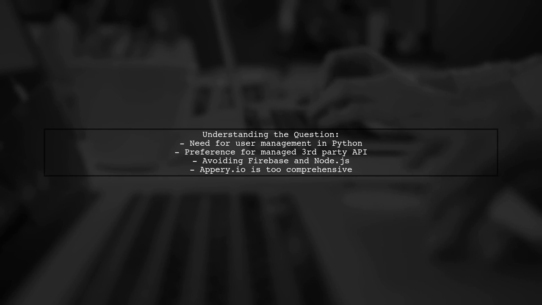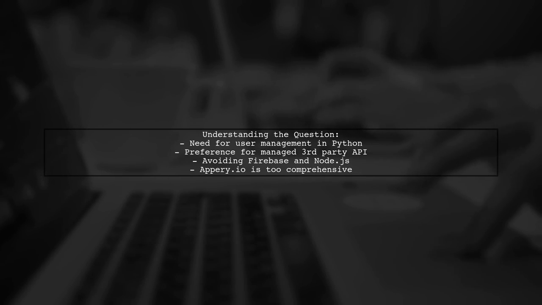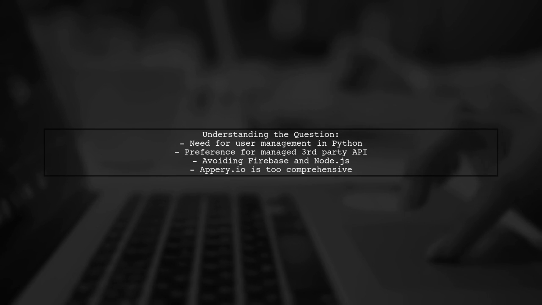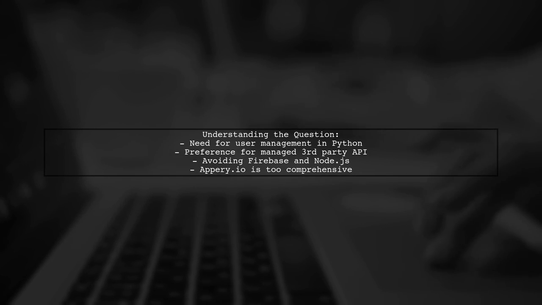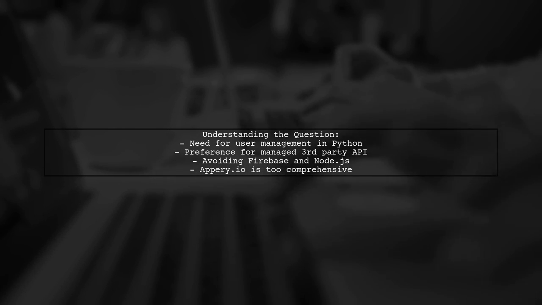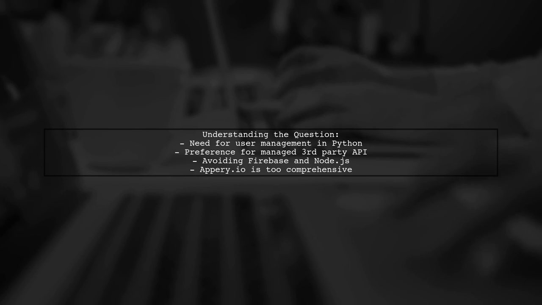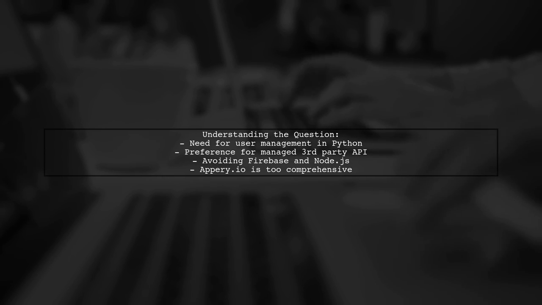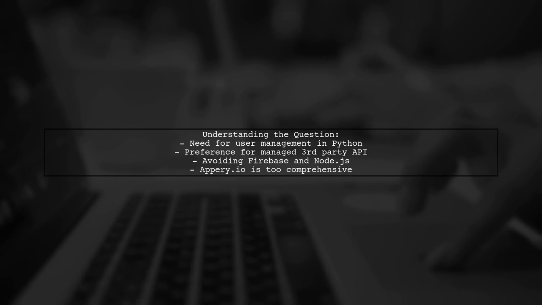Let's break down the question. The viewer is looking for a way to manage user authentication in Python apps without relying on Firebase or Node.js. They prefer a managed third-party API that can handle user management through simple HTTPS requests. While appri.io offers this feature, our viewer feels it's more than they need.